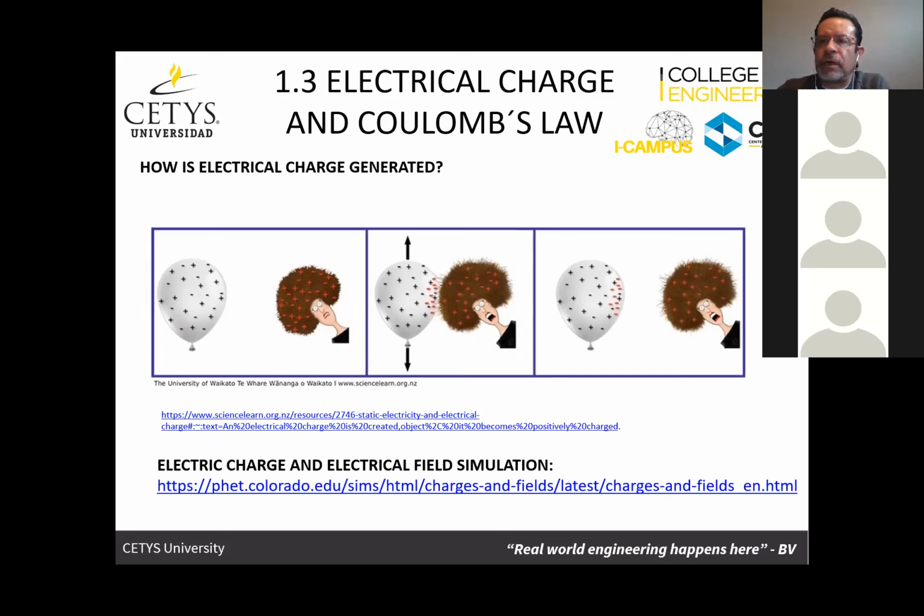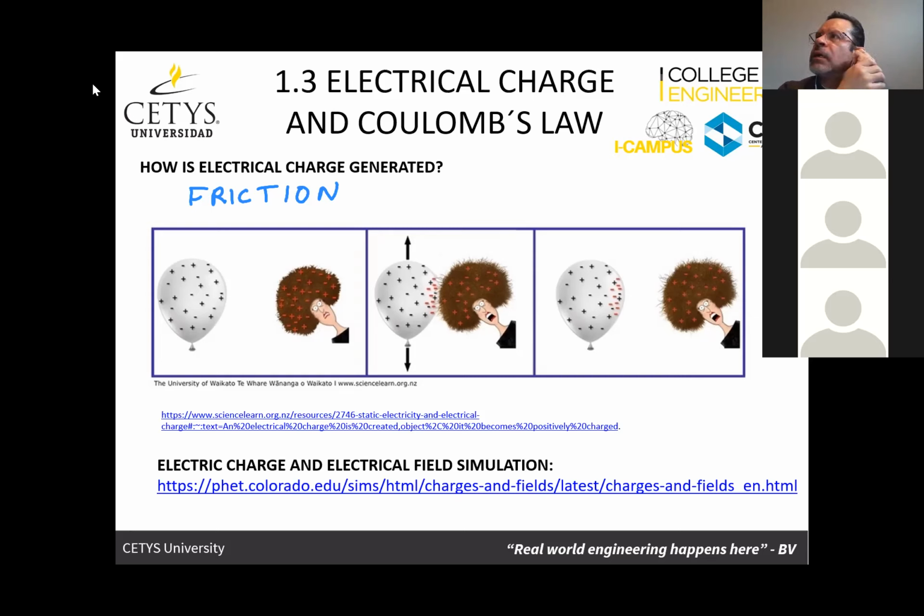Well, there's an electrical charge phenomenon happening there. There are many ways in which we can generate electrical charge. And so one of these ways is answering this question: how is electrical charge generated? By friction. We can have two surfaces, and by rubbing those two surfaces, electrical charge is generated.